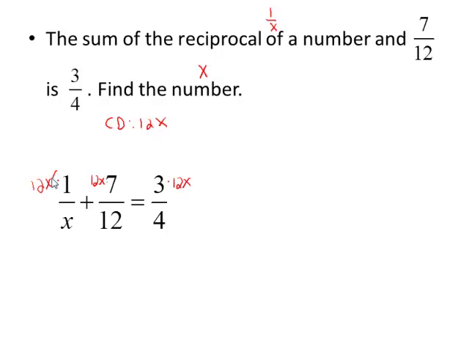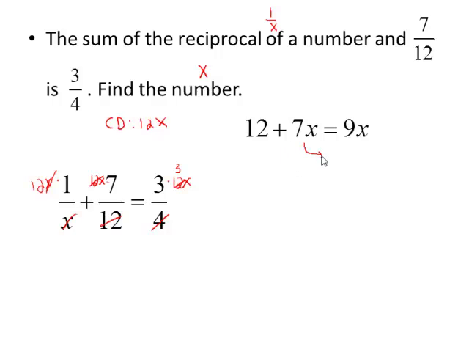In the first multiplication, the x's cancel, leaving me with 12. In the second multiplication, divide out the 12s. That leaves me with x times 7, which is 7x. On the right-hand side, 4 goes into 12 3 times, and 3 times 3 is 9, so I have 9x on the right-hand side.